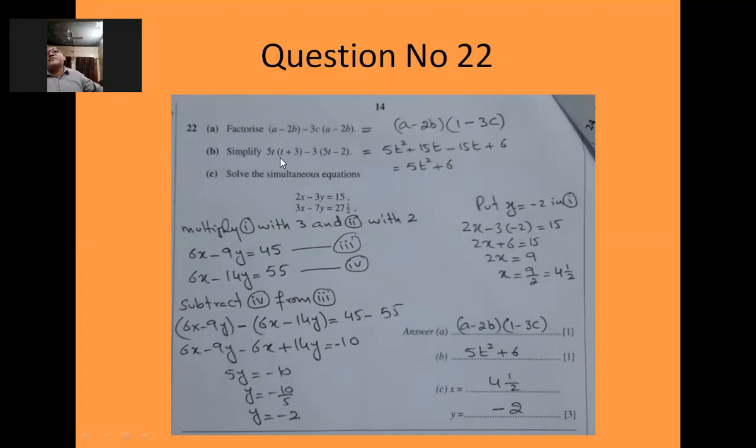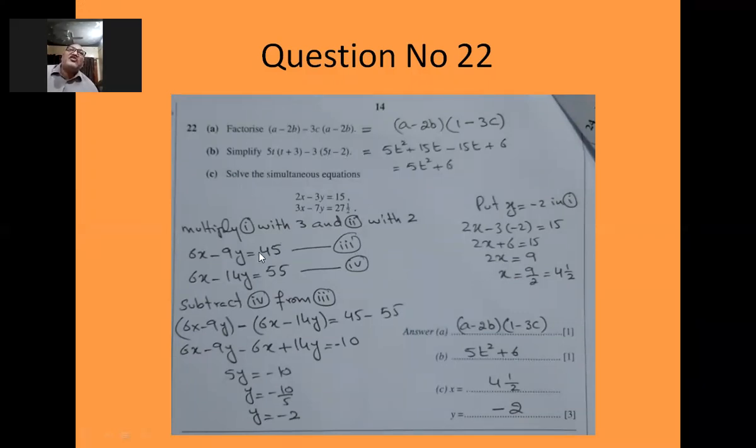Then you have this expression. It says simplify this. It's 5t into t plus 3 minus 3 into 5t minus 2. When you multiply this, it will become 5t square plus 15t minus 15t plus 6. The 15t and minus 15t will be cancelled, so you have 5t square plus 6. So this is how you solve the B part. Then you have this C part.